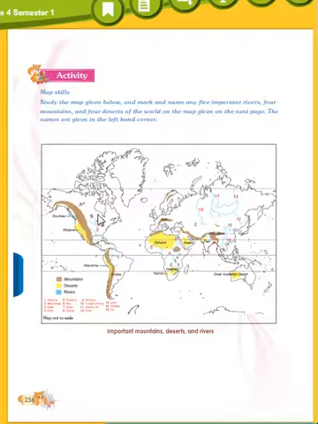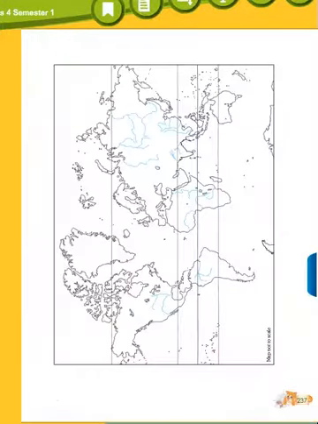So the activity is to study the map given below and mark the names of any 5 important rivers, 4 mountains, 4 deserts on the world map. So you have to write all the details about this. Okay, important mountains, deserts and rivers. Next, go with the next page.